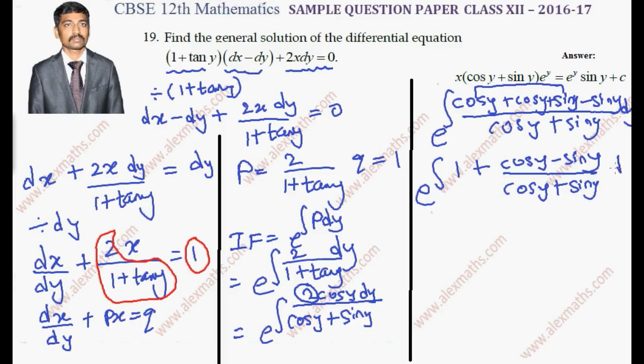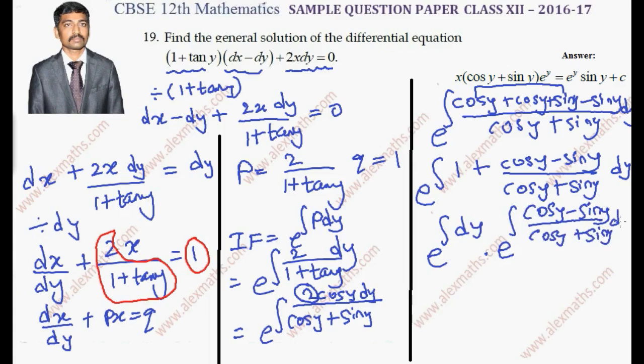We'll split into two integrations. e to the power integral dy is the first one, then into e to the power integral (cos y − sin y)/(cos y + sin y) dy. And the first term is e to the power y after integration.